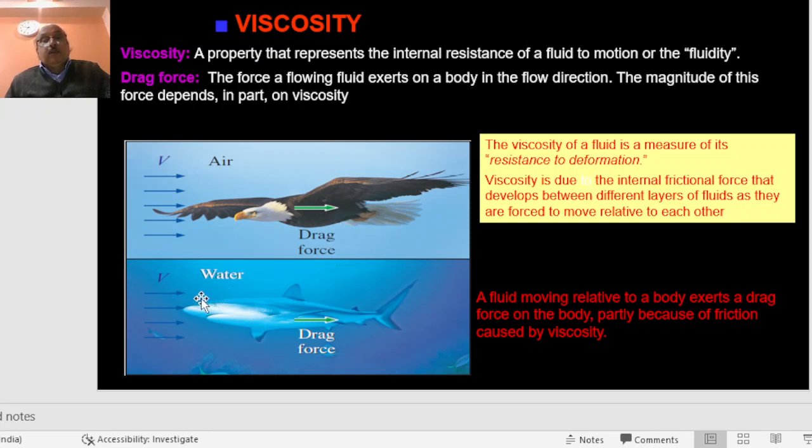Similarly, in the case of water, we may assume some layers. The object is a fish. It is moving opposite to the motion of the water. Then the drag force will affect the motion of the body of the fish. A fluid moving relative to a body exerts a drag force on the body because of friction caused by viscosity.